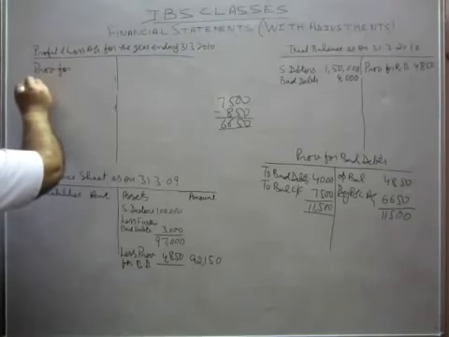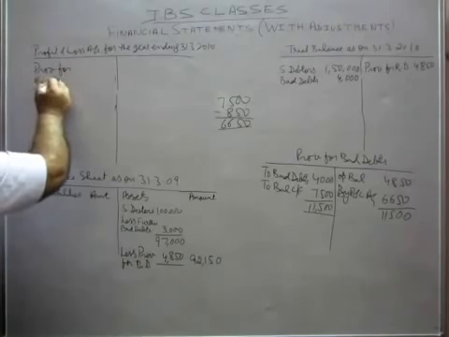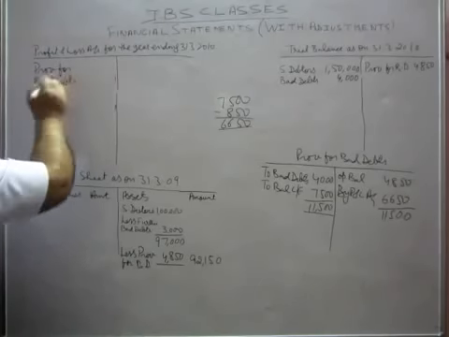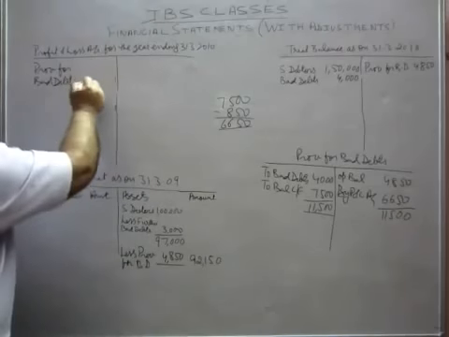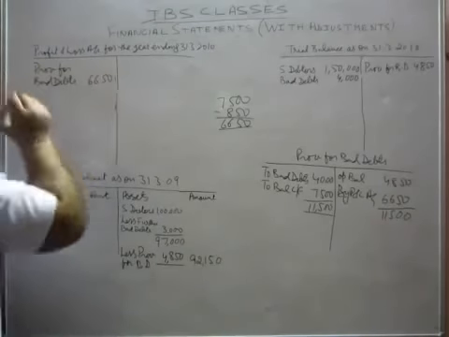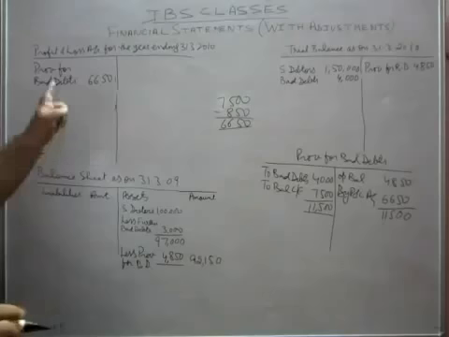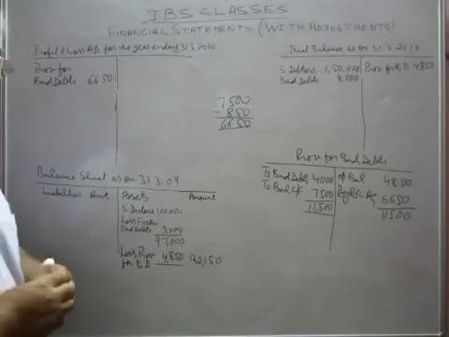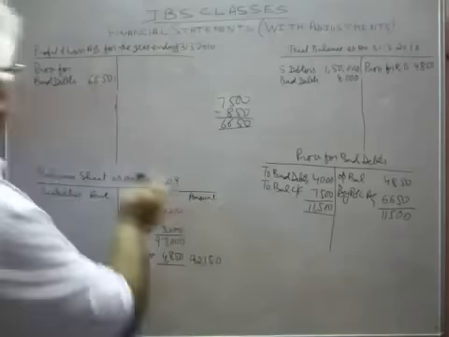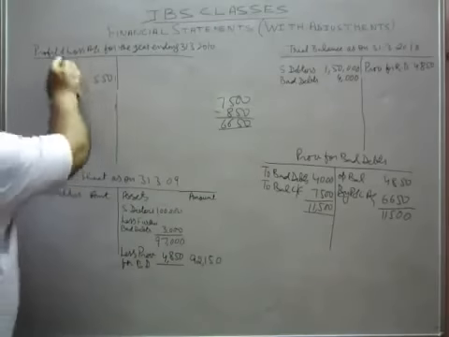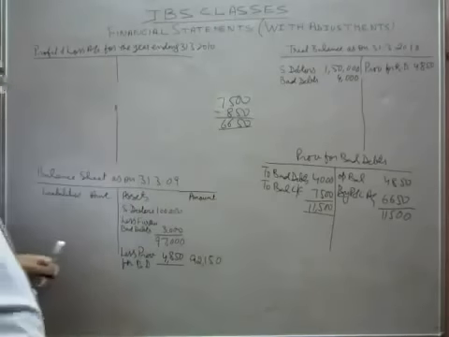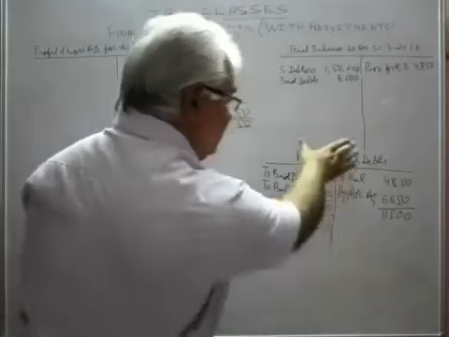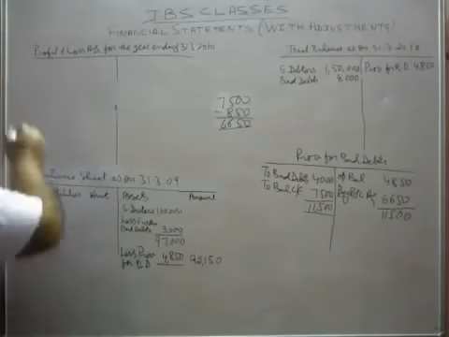Provision for bad debts. How much? 6,650. Net figure. This is the figure. The other way of presenting this thing is that you show the whole thing there. So it will be shown like this.